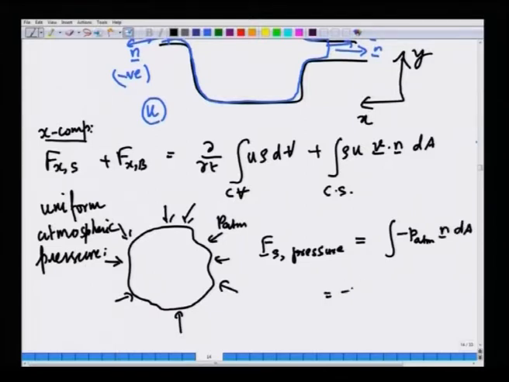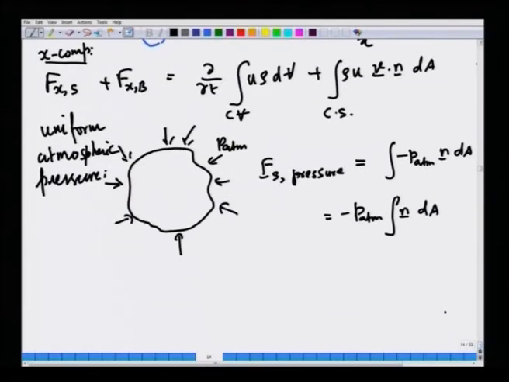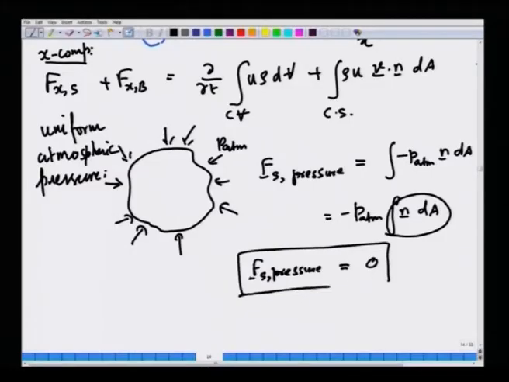Now, P is constant, so I can pull it out of the integral, leaving n dA. Now, if you have a closed surface, and you just evaluate the integral of n dA for a closed surface, just by symmetry this has to be 0. So, the surface force due to a uniform pressure acting on each and every point on the control surface is 0.